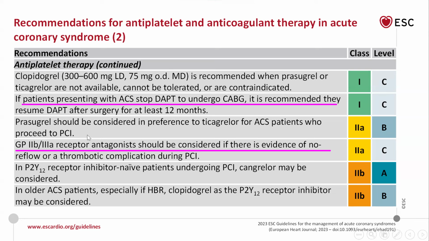There is a recommendation for prasugrel, which is preferable to ticagrelor for a patient who is proceeding to PCI. Glycoprotein 2B3A inhibitor should be considered if there is evidence of no-reflow or thrombotic complication during PCI. So there is a limited indication for these patients who are undergoing PCI, but for patients who have conservative treatment these agents are not recommended. In a patient who has high bleeding risk, clopidogrel is the considered treatment strategy.